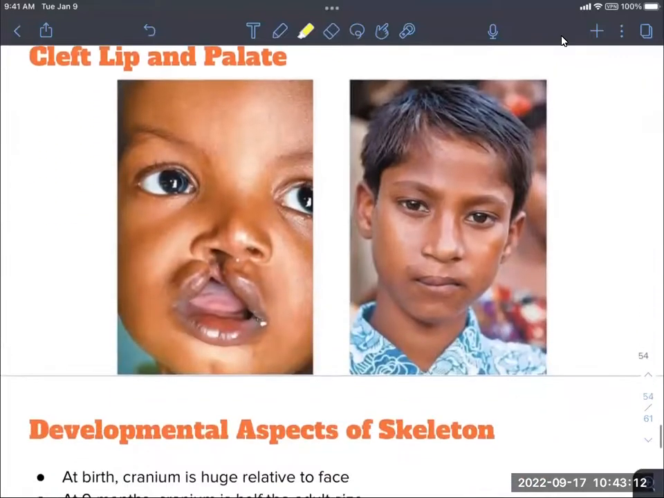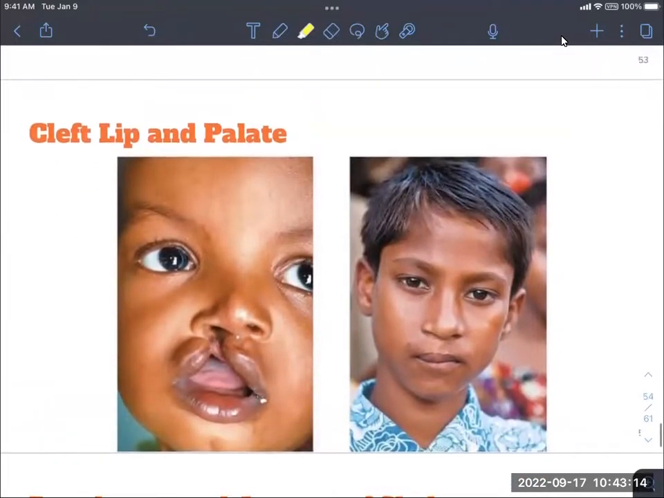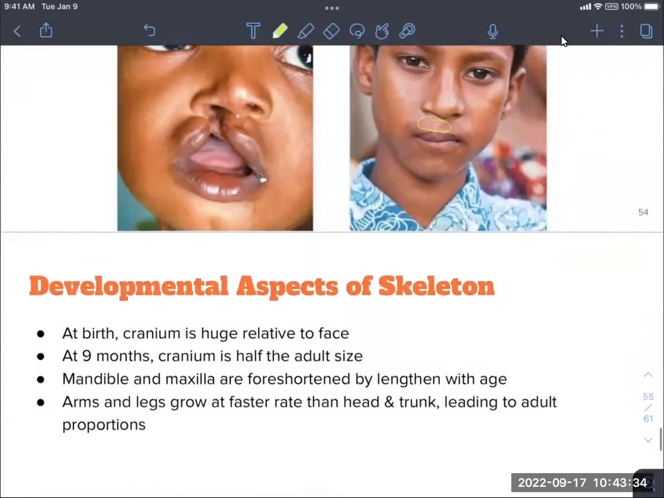So here is a baby with a cleft palate. Those maxillary bones did not connect. The child had it fixed. So you can kind of see where there was a surgery that was done here. But it can be fixed. It's the most common birth defect.